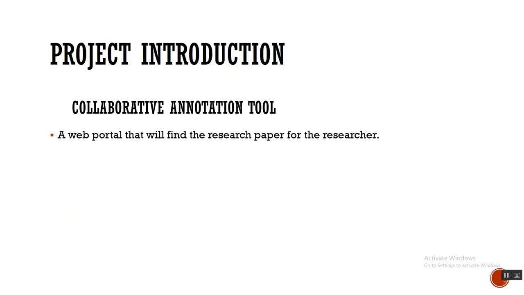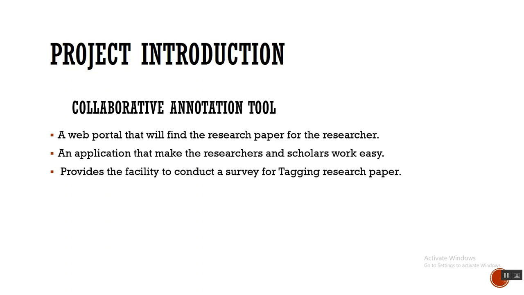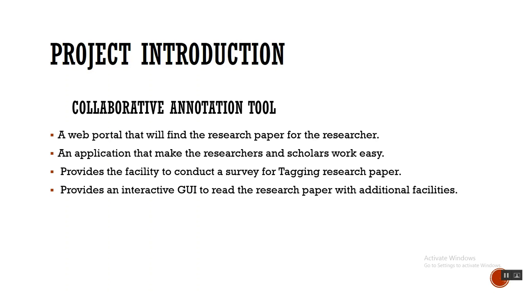This application, Collaborative Annotation Tool, CAT, is basically developed to facilitate researchers and scholars. CAT is a web portal through which a researcher or scholar can find any research paper. This tool is very helpful for researchers and users. Using this application, a researcher or user can conduct a survey and request other users to tag the paper in the tags defined by the paper owner. CAT also provides an interactive graphical user interface which is very easy to understand and use.